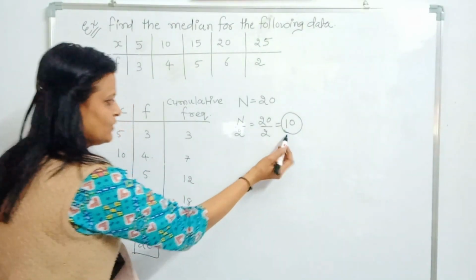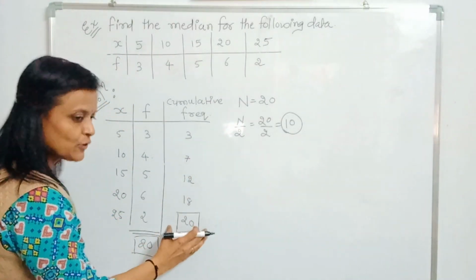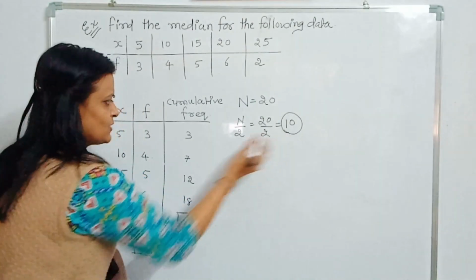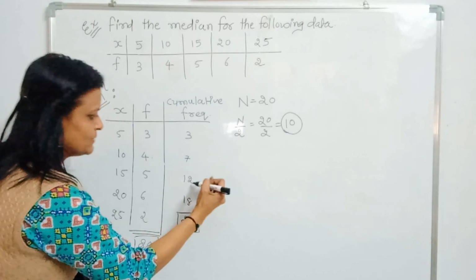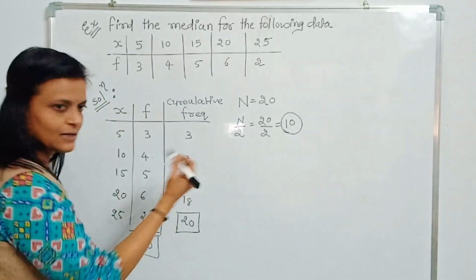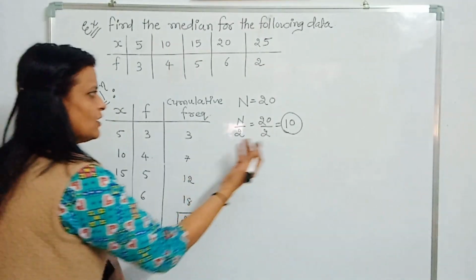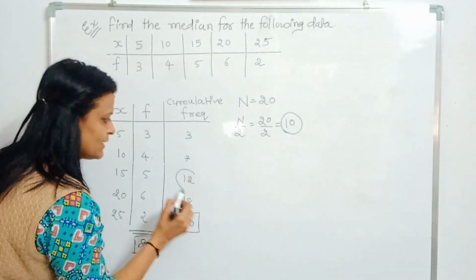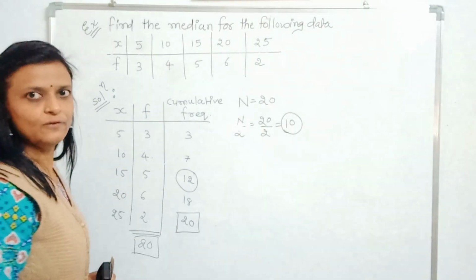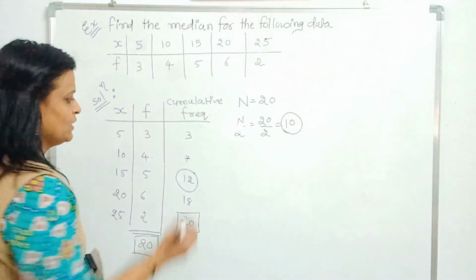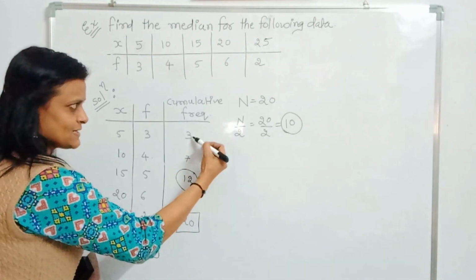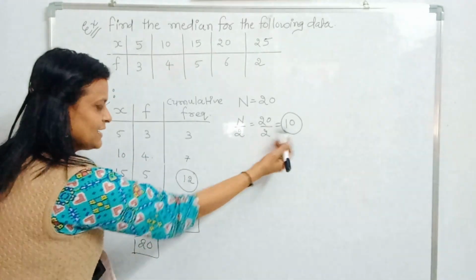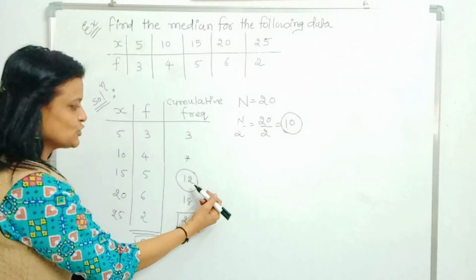The third column represents the cumulative frequency. Here we are getting 10. So let us check in which number 10 is incorporated. 10 can be incorporated in this third value of cumulative frequency, because 3 is less than 10, 7 is less than 10. So we can say that 10 is included in this number, and that is 12.